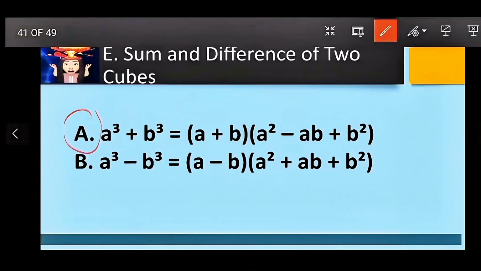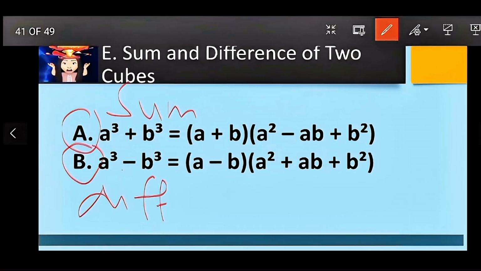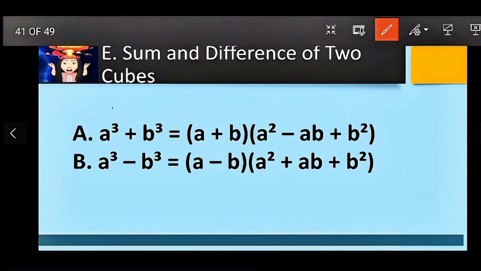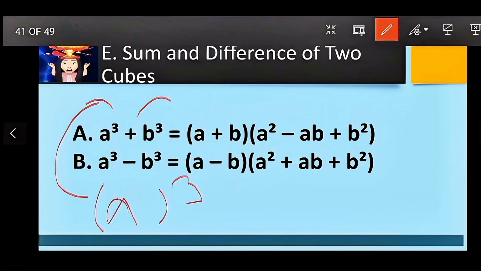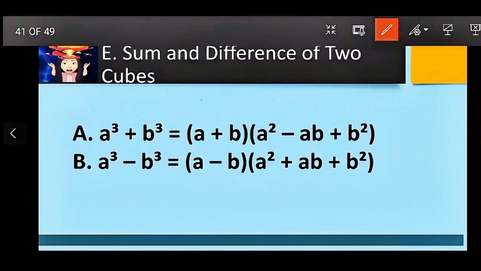Letter A is our sum of two cubes, and letter B is our difference of two cubes. For you to find the factors of the sum of two cubes, we need to separate it. So A raised to 3 plus B raised to 3. And let A be our first term and B our second term. So we have A plus B, which is here.